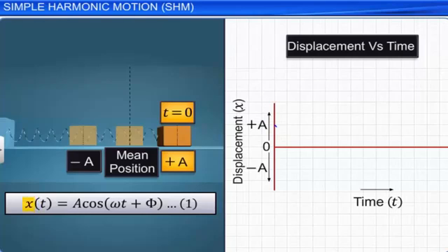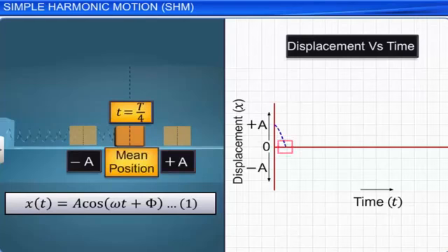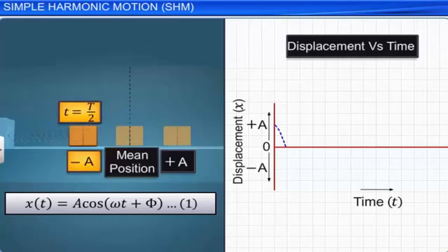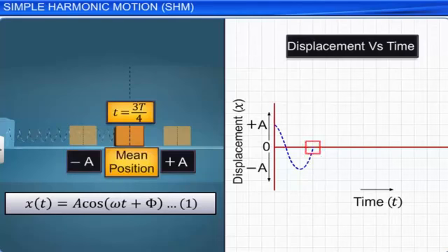When time t = T/4, the particle will be at the mean position. For the oscillating particle, when t = T/2, it is at the left extreme, and when it is at t = 3T/4, it is again at the mean position. When t = T, it returns to the right extreme position +a.